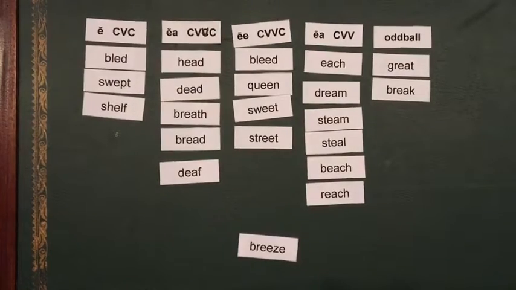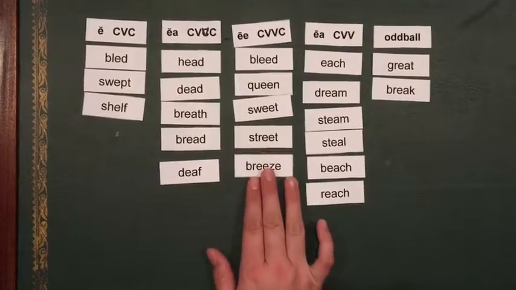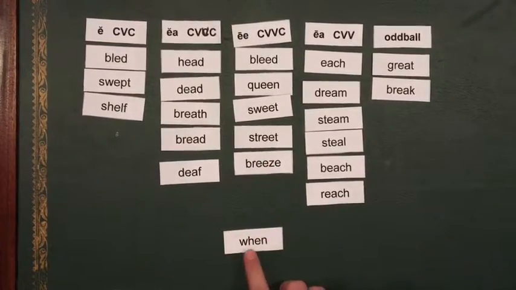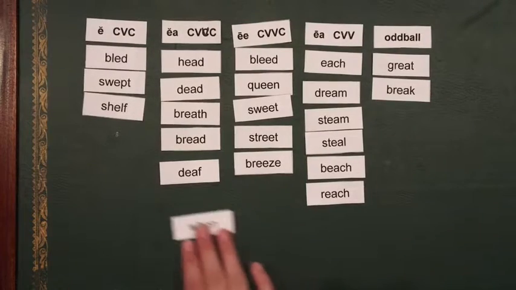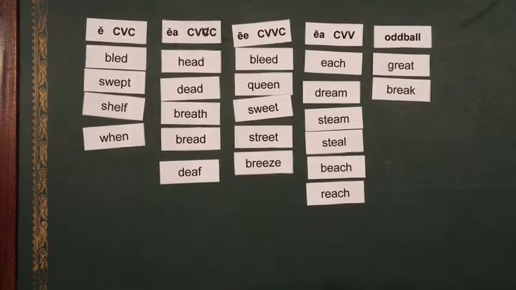All right, the next word is breeze. Breeze says the long e sound. So we will put it in the ee column. Then we have the word when. W-e-n. When has the eh sound. It's very quiet, but it is short e, so it goes in the short e by itself column.